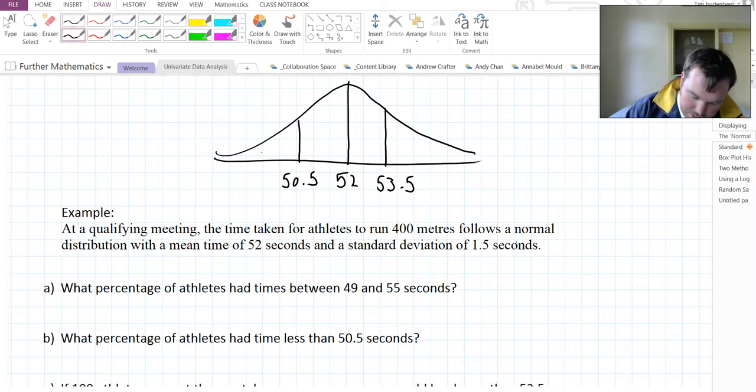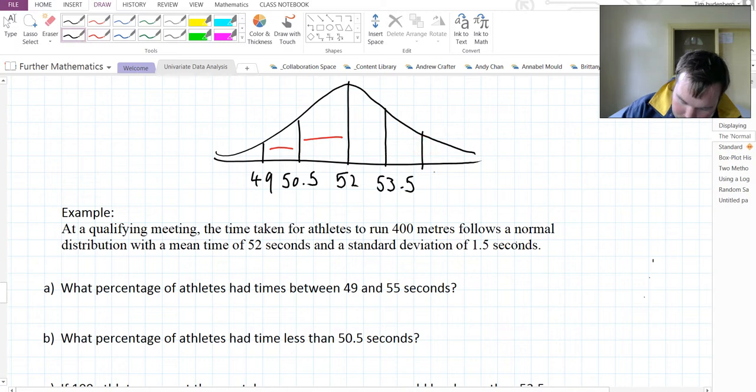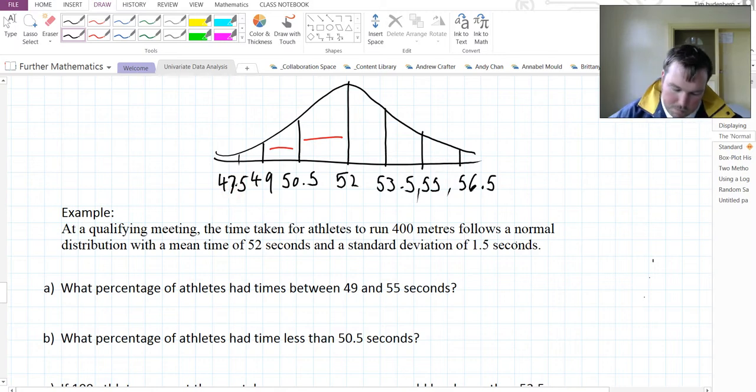Let's go another out. Here would be 49, and we want this distance to be about the same as that distance. I haven't done very well. And this here would be 55, and then we wanted another one on. 56.5, and take another one off, 47.5. Right. What percentage of athletes had times between 49 seconds and 55 seconds?